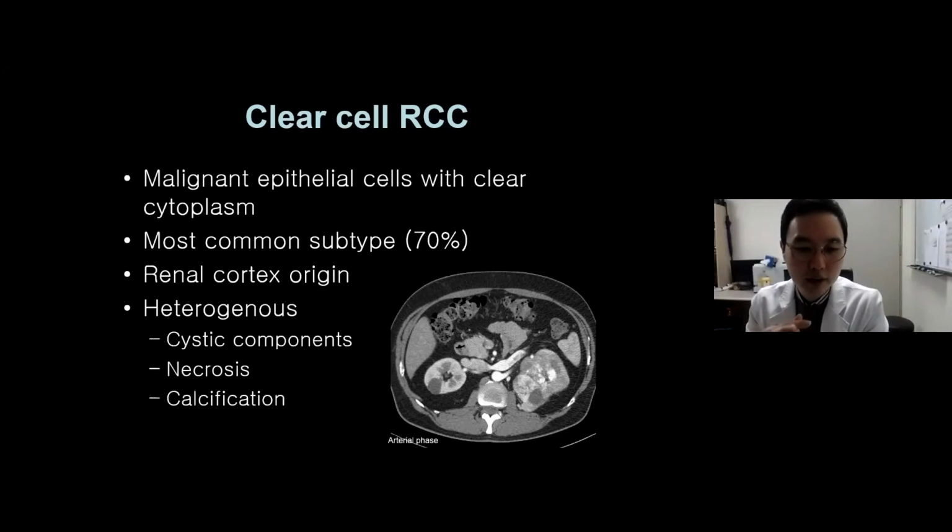So again, if we see a mass with both calcification and fat, and if it is very heterogeneous, we should consider the possibility of renal cell carcinoma with clear cell type.